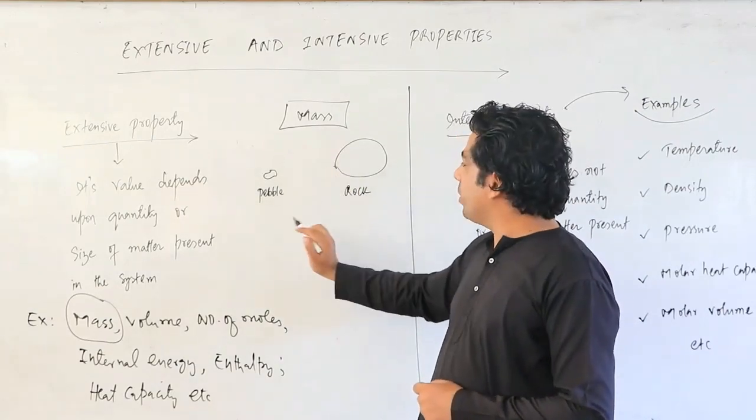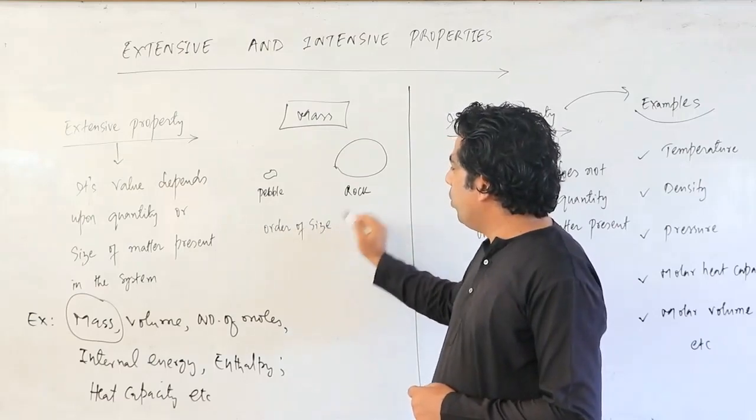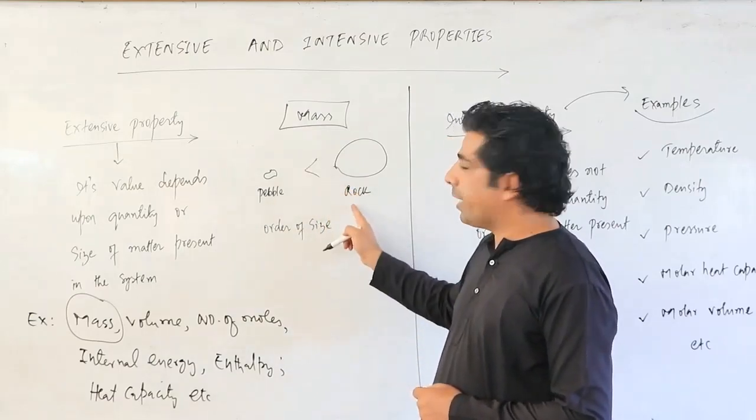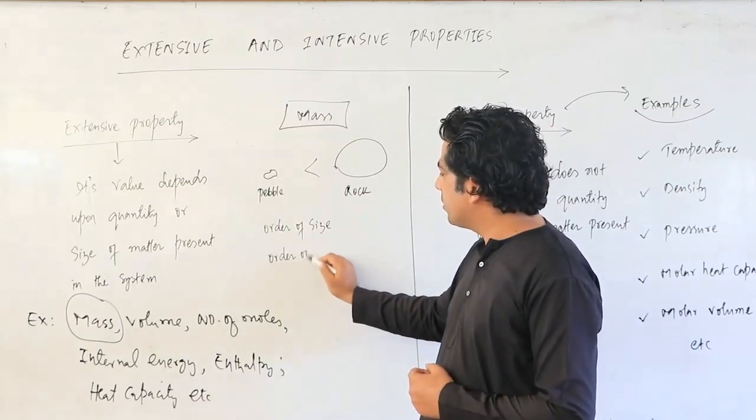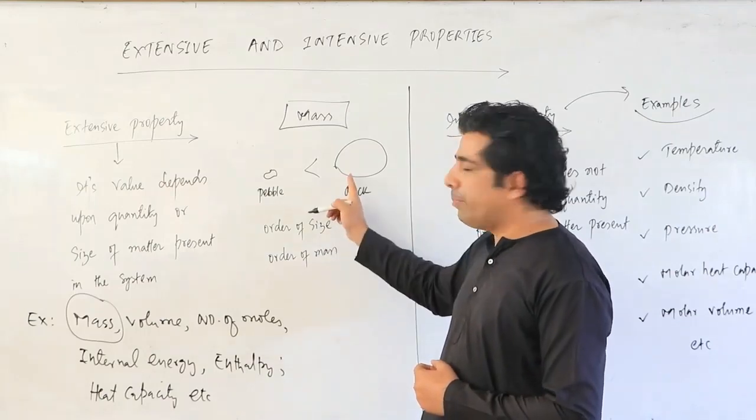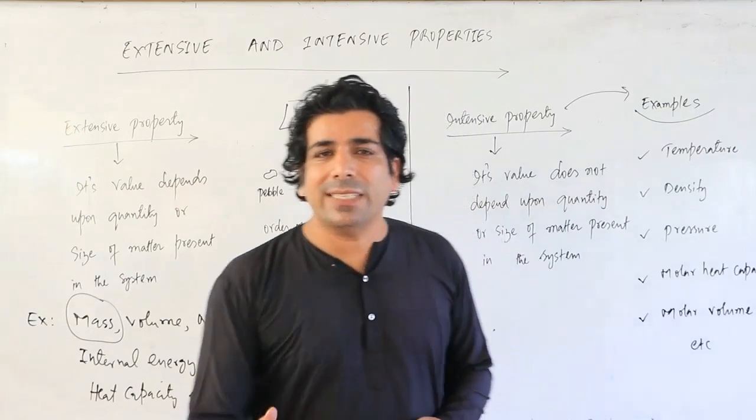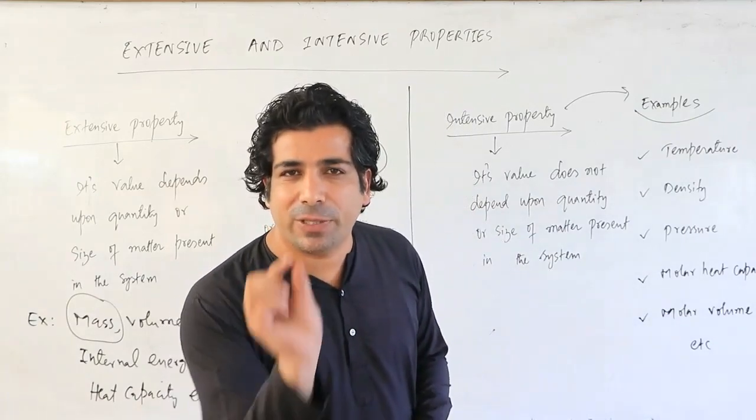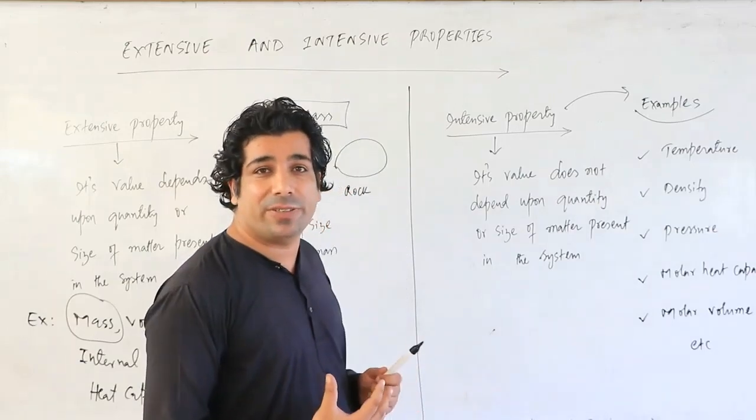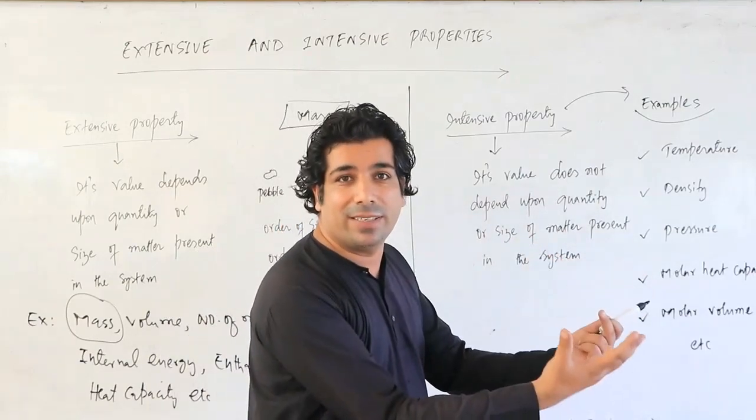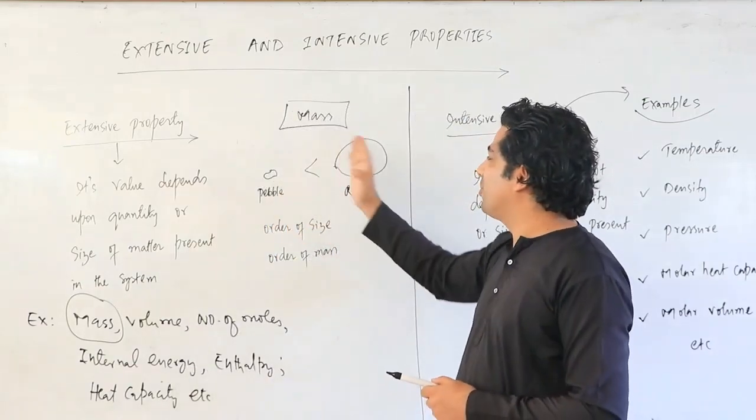If we talk about order of size, who has a greater size here? Rock has bigger size. If you talk about order of mass, who has a bigger mass? Rock has a bigger mass. That means when the size of a matter changes, going from a pebble to a rock, the size has changed from smaller to bigger. And due to that change in the size, what happens? The mass will also change.